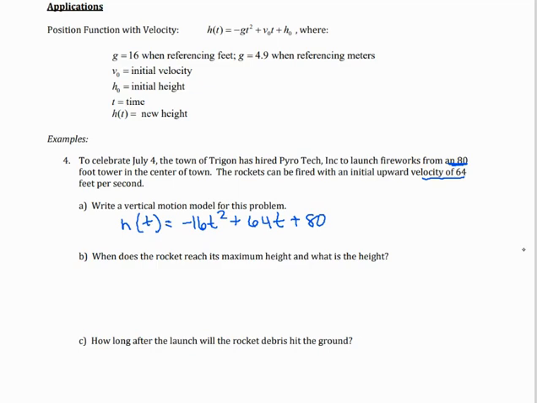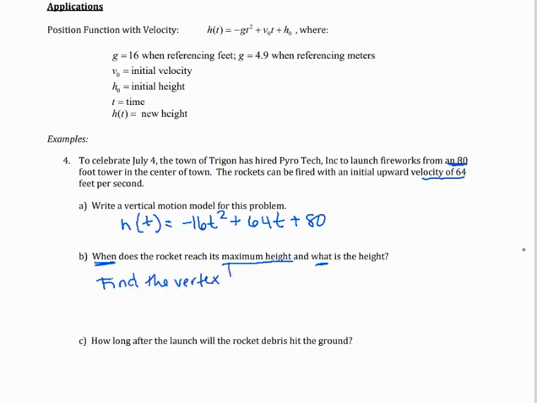Once you have that equation, you can answer the rest of the questions. When does the rocket reach its maximum height? And what is that height? So when and what is the maximum? So what does that mean to do? It means to find the vertex.